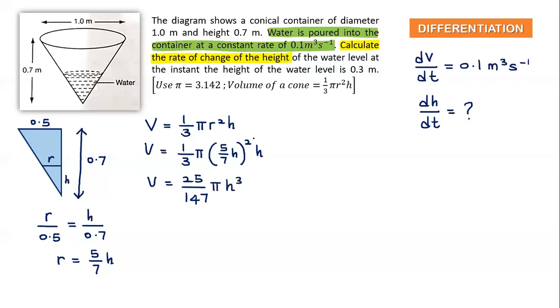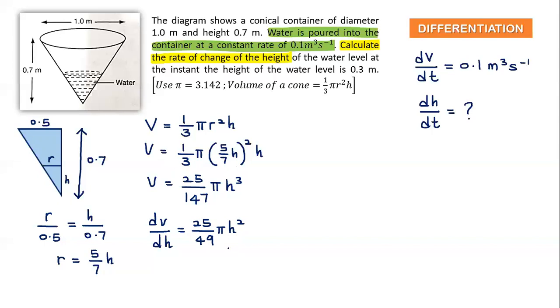You know why it's h cubed? Because here is already h squared, and h squared times another h is going to be h cubed. Got it? So now I can differentiate this, dV/dh. I think you know how to differentiate, right? You bring this 3 in front and multiply the 3. So when you multiply 3, you will get 25 over 49 pi. And for your h, you need to minus 1 from the index. In differentiation, we need to minus 1. It's going to be 2.